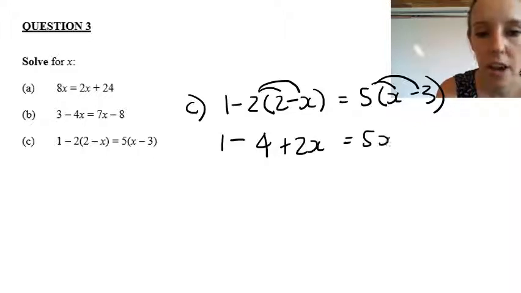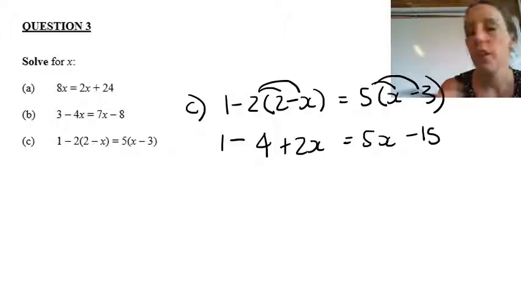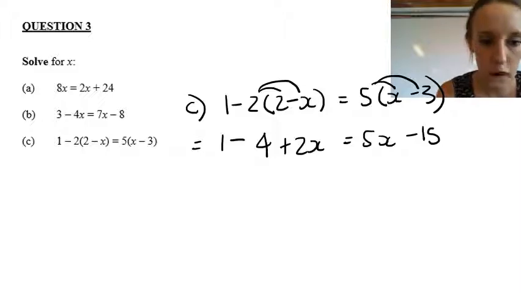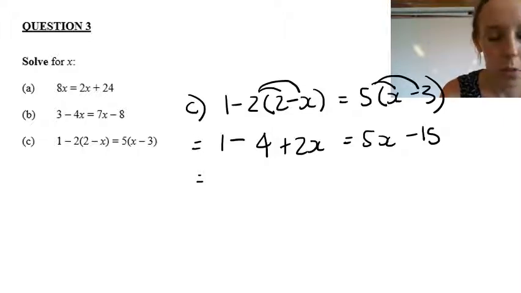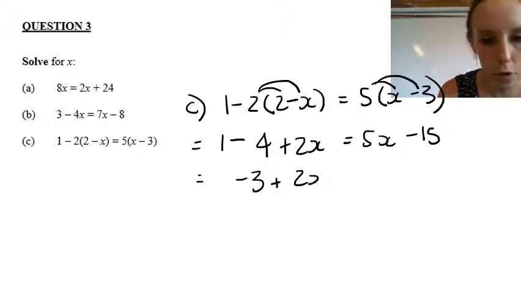5 times x is 5x. 5 times 3 is 15. So let's take 15. So then I can just kind of solve this like normal. Oh, wait, no. 1 take 4, I can actually do that one. So 1 take 4 is negative 3 plus 2x equals 5x take 15.